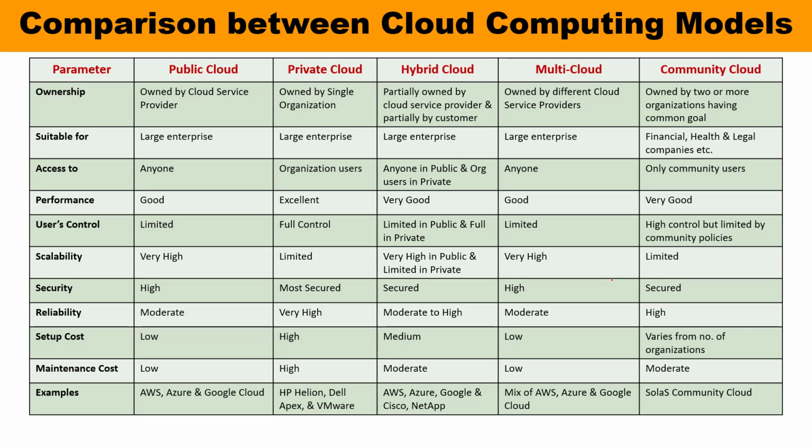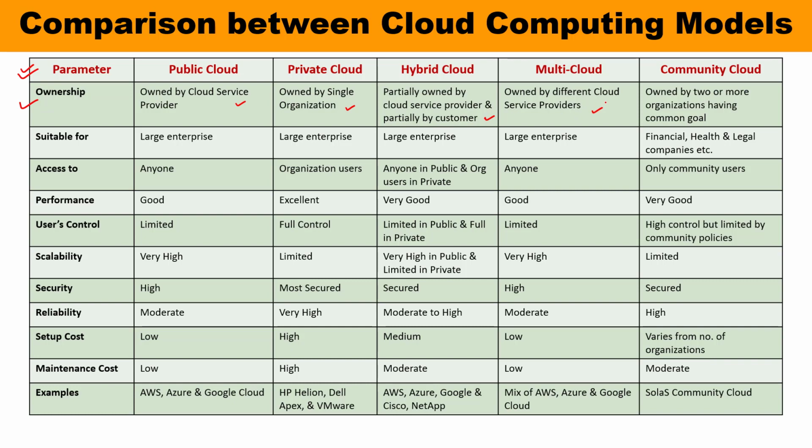Now let us talk about the comparison between various cloud computing models. You can see here I have listed certain parameters and all the 5 types of clouds. First, let us talk about the ownership. The public cloud is owned by the cloud service provider, while the private cloud is owned by a single organization, to whom it is being developed. Hybrid is partially owned by the cloud service provider and partially by the customer, because this is the combination of public and private.